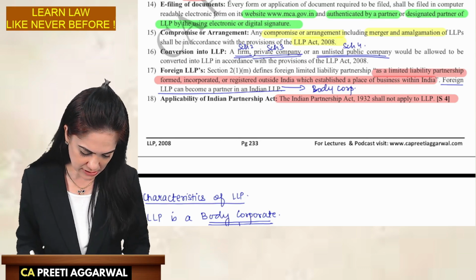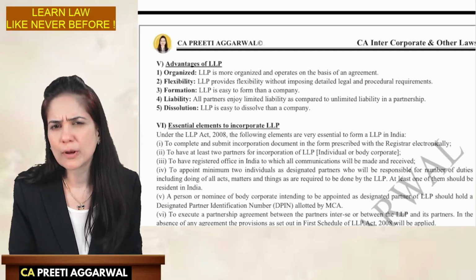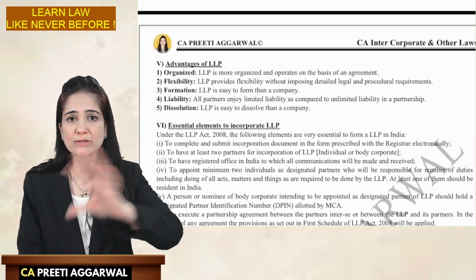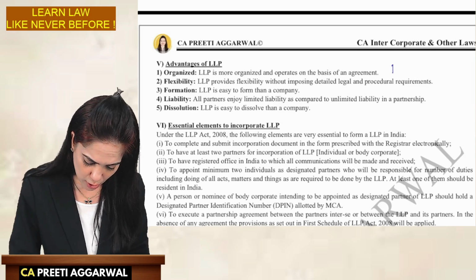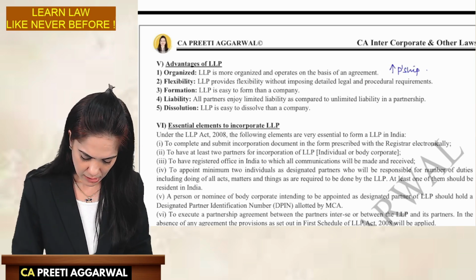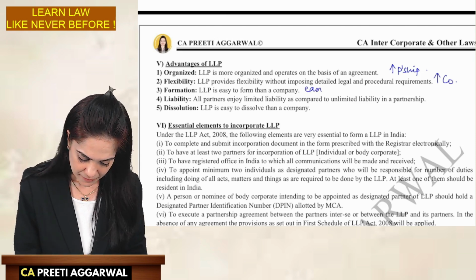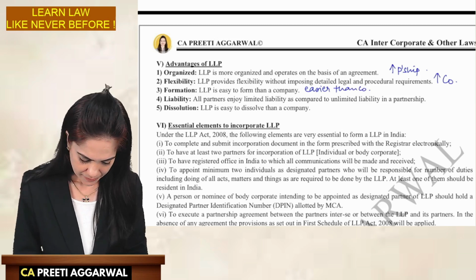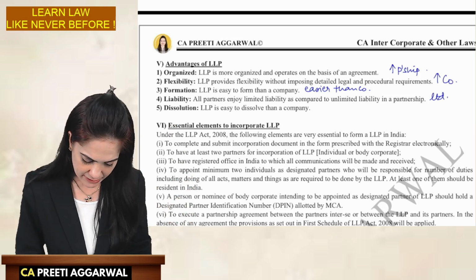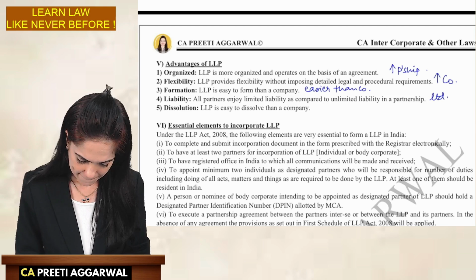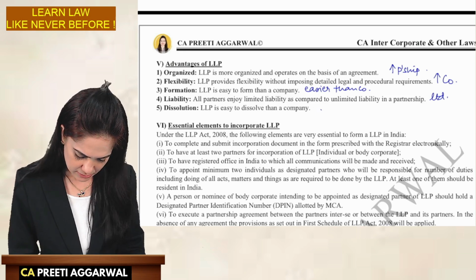I would also like to discuss advantages with you. Advantages, a very small part. I don't think it will be asked, but there is always a comparison between LLP, partnership and company. So LLP is more organized than partnership. It is more flexible than a company. Formation is easier than company. Liability is limited as compared to partnership where it is joint, several, unlimited. Dissolution is easier. Okay, it is easier than company.